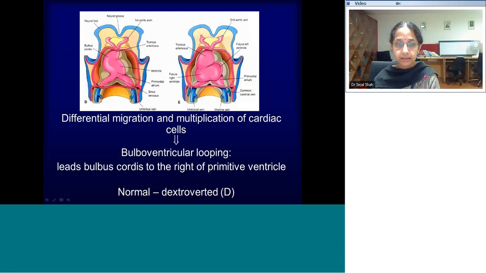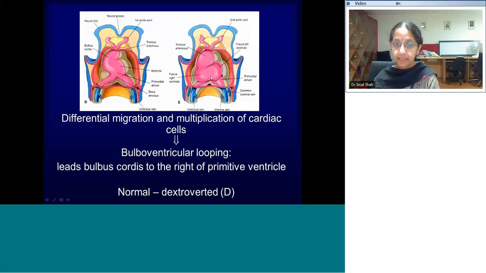Now, there are things which happen in terms of migration and multiplication of cardiac cells. So this is what happens after that. This is the tube which then develops a loop. The loop is based on the way the cells migrate and multiply. And normally, this is how they form a shape. This is called a bulboventricular looping.